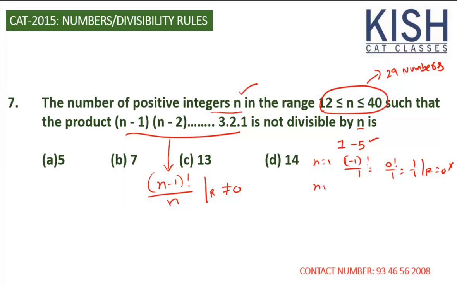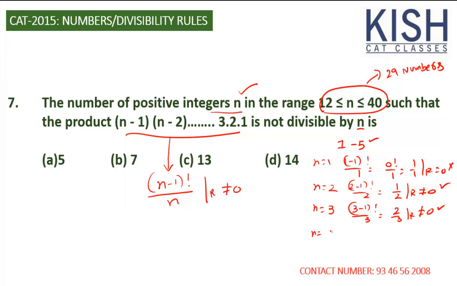Let's do some experiment. N equal to 2, that is 2 minus 1 factorial by 2. That is finally 1 by 2. So the remainder is not equal to 0. It's valid. N equal to 3, that is 3 minus 1 factorial by 3. That is 2 factorial by 3. That is 2 by 3. The remainder is not equal to 0. This is also quite good.